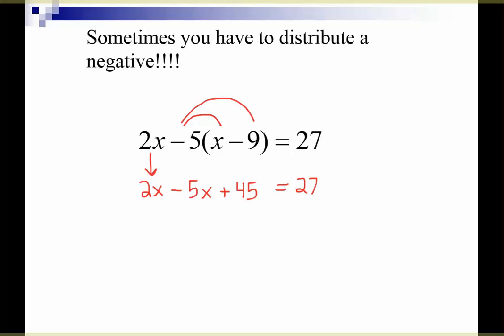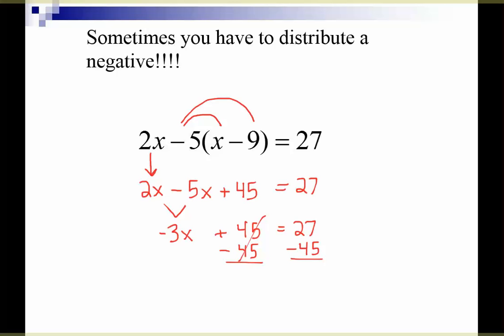Okay, what do you think your next step would be? Well, we do have like terms. On the left-hand side, we have 2x minus 5x. That's -3x. So -3x plus 45 equals 27. And now we have a basic two-step equation. All right, I'm going to get rid of that loner first. So I'm going to subtract 45 from both sides.